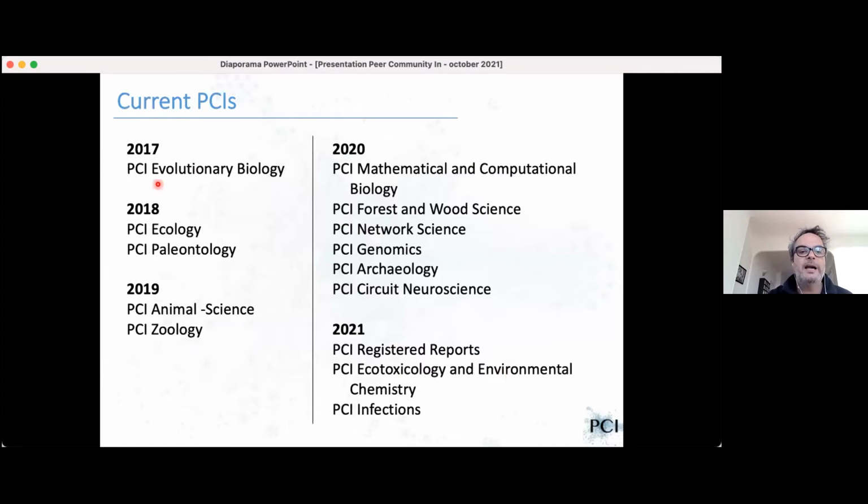So the PCIs that currently exist are these. We started with Peer Community in Evolutionary Biology, then we went to Ecology and Paleontology. So it's mainly biological science until now, except PCI Archaeology and PCI Network Science, which can be something other than biology and life science, of course. And this year we opened PCI Registered Reports, PCI Ecotoxicology, and PCI Infections.